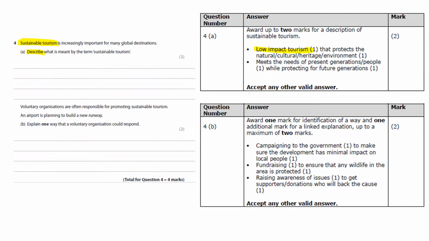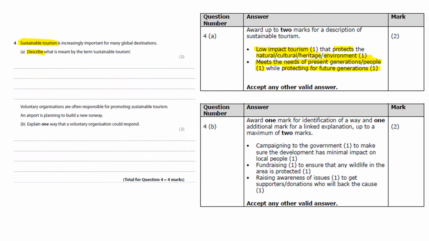So it's low impact tourism. Tourism that does little damage to the environment. It's tourism that protects the environment. But not just environment. It could be nature, it could be culture, it could be heritage. This is the bit I was talking about, meeting the needs of present generations. So it's about meeting the needs of those people today. It's about meeting the needs of the locals, but it's also about protecting the future for future generations. So again, use that mark scheme, write your 2 points down.